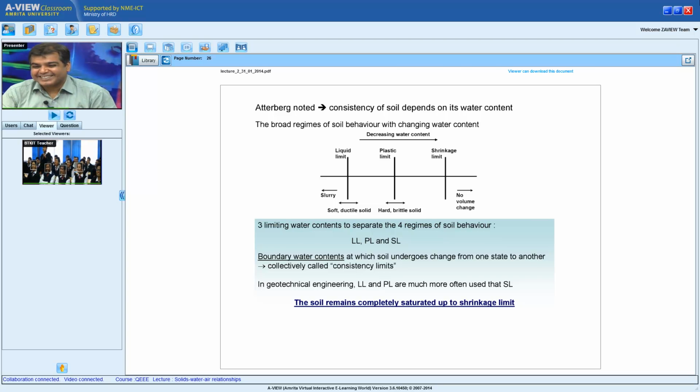So, sir, will the shear strength be zero for all types of soils, na? But to clarify this, you say shear strength is zero. Okay. Shear strength is zero for all soil. Yeah, shear strength will be zero. Fine, thank you.